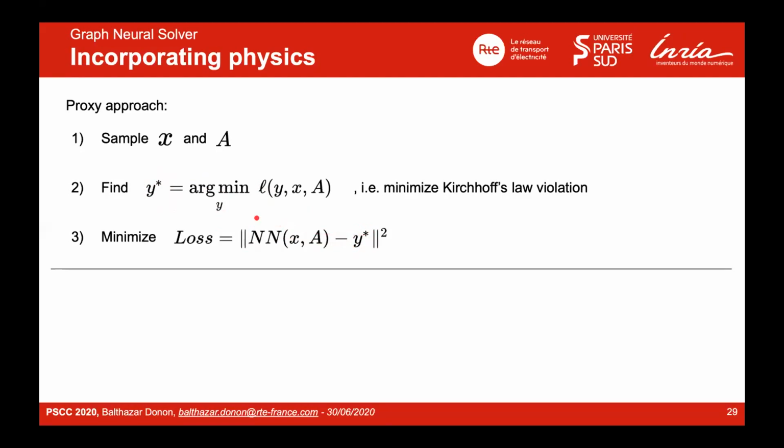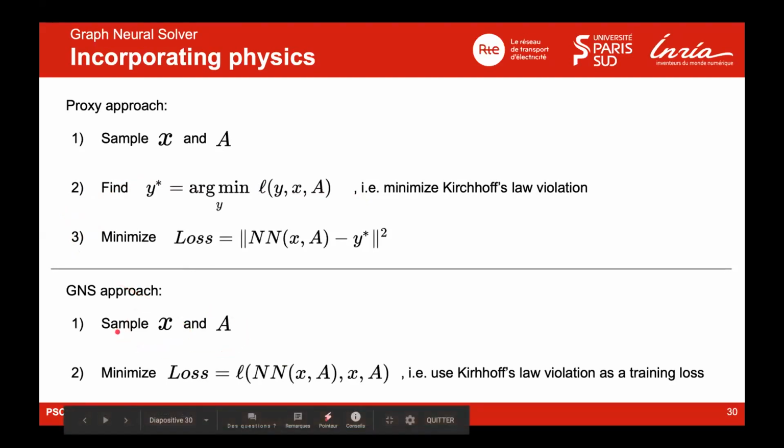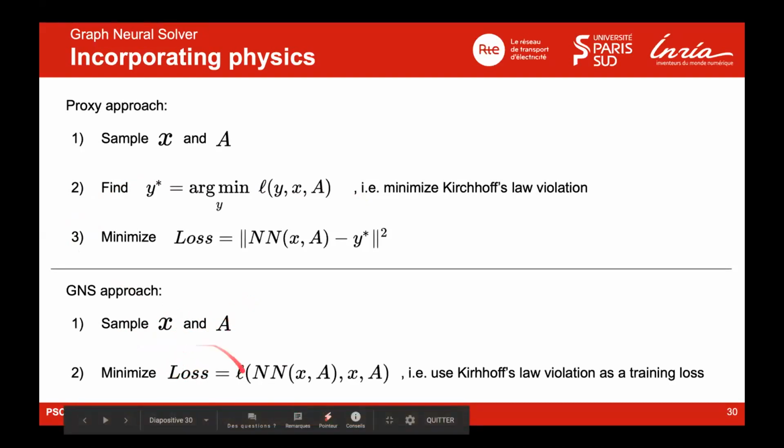The problem is this step number 2, because it requires you to solve a different optimization problem, and it's a bit heavy. So what we propose in this paper is to combine step 2 and step 3, and it quite resembles something called physics-informed neural networks. We still have to sample X's and A's, so injections and adjacency matrices, but this time we will use as a training loss the violation of Kirchhoff's law.